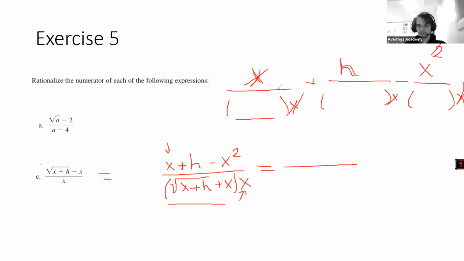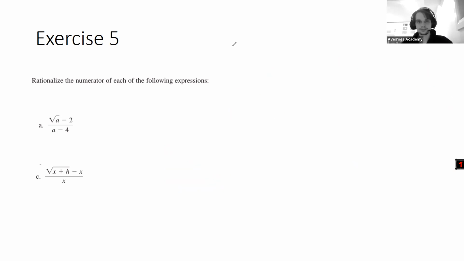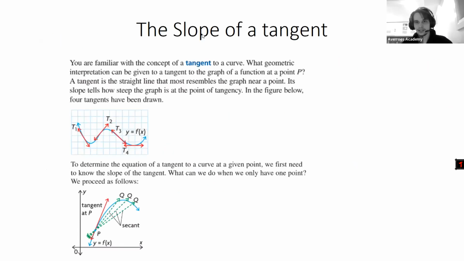So I just want to make clear you see this as a part of something unified. If you can break something unified into parts, that's what's important. So I hope we're clear with the radical expressions. And let's talk about the slope of a tangent line.